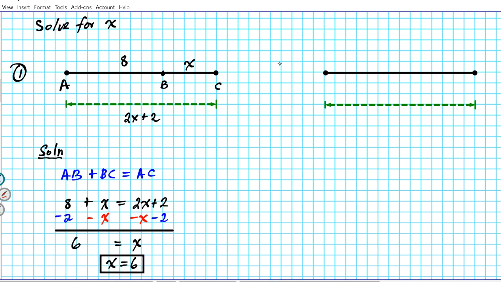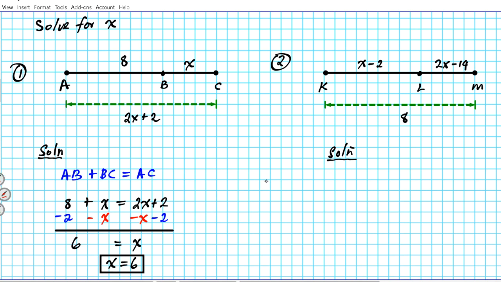Alright, let's take a look at another example. Now, let's say we have segment KLM, and KL is x minus 2, LM is 2x minus 14, and the entire segment is 8 units long. So we're still following the same instructions. The task is to solve for x.